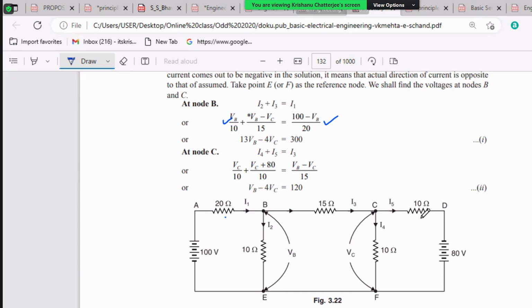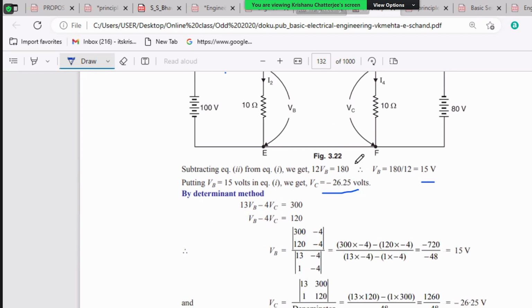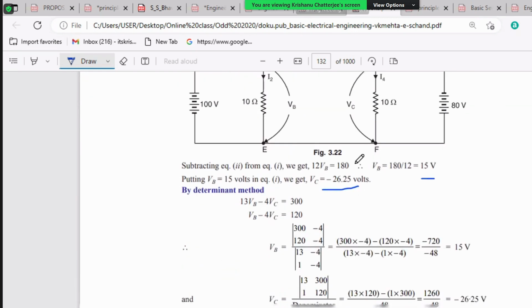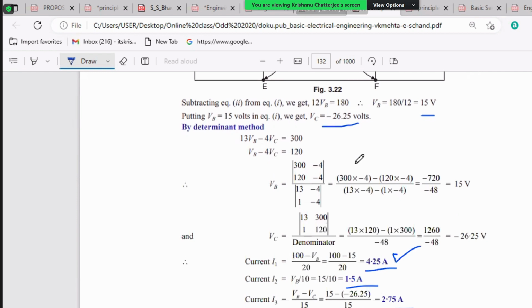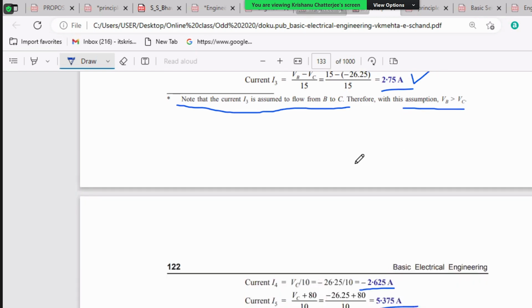You just put it. You can do this in terms of conductance also. If you solve, you will get two equations. This is one equation, another one is this one. If you solve it, you will get the values. You can even solve this by determinant. The value of I1 comes out to be 4.5 ampere. Okay, fine, very good. As we have assumed, the direction is the same. I2 is 1.5 ampere, very good. I3 is 2.75 ampere, very good. I4 is minus 2.625 ampere. I5 is 5.375 ampere.